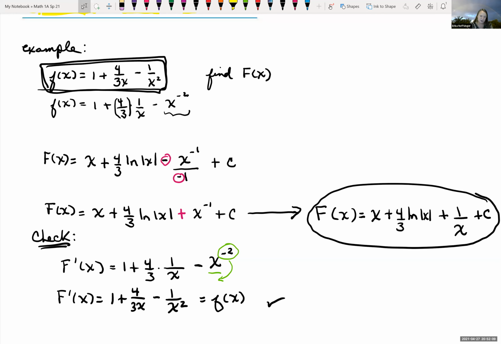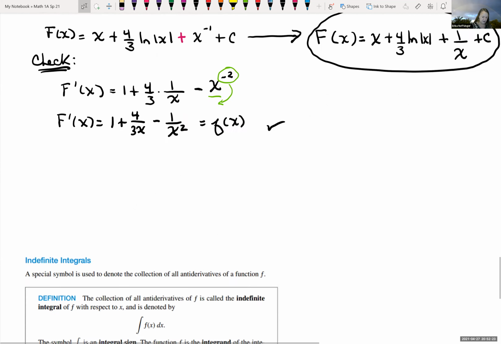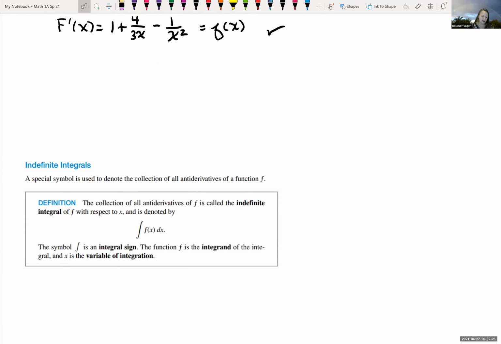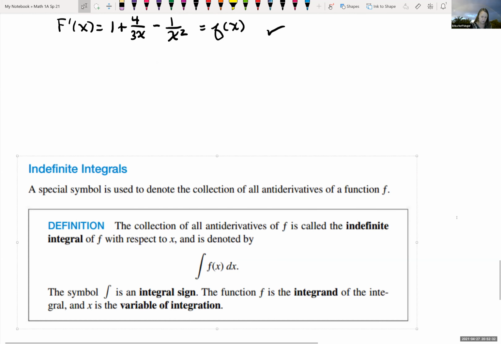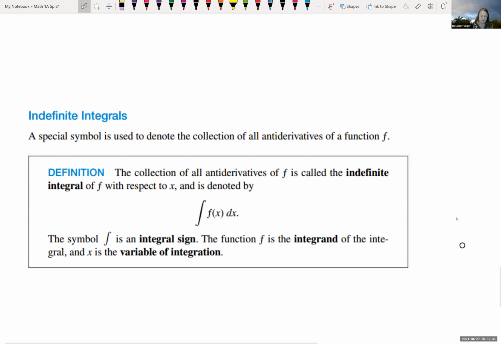Same sort of idea when we're taking the antiderivative. There are different ways that we can notate that we're taking the antiderivative of a function. So instead of having to state each time, we'll find the antiderivative of this, we can look at it a little differently. And this is where indefinite integrals come in. Indefinite integrals just tell us that we're taking the antiderivative of our function.